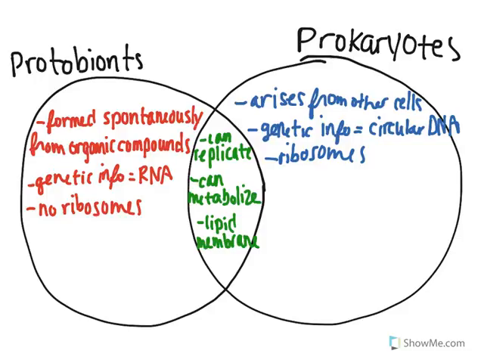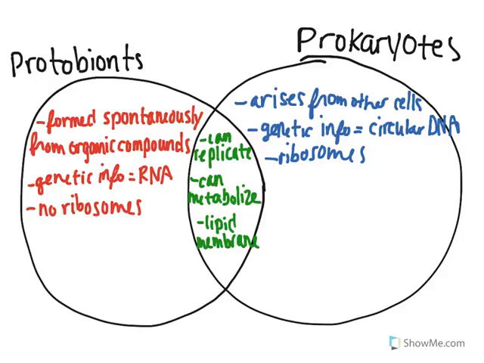So now let's look at the similarities between protobionts and prokaryotes. Some of the similarities arise from basic things that are needed in order to be considered alive or life. Both protobionts and prokaryotes can replicate. Both of them can also metabolize, and both of them have some sort of lipid membrane in order to contain all of the things inside of the cell, inside an enclosed space.